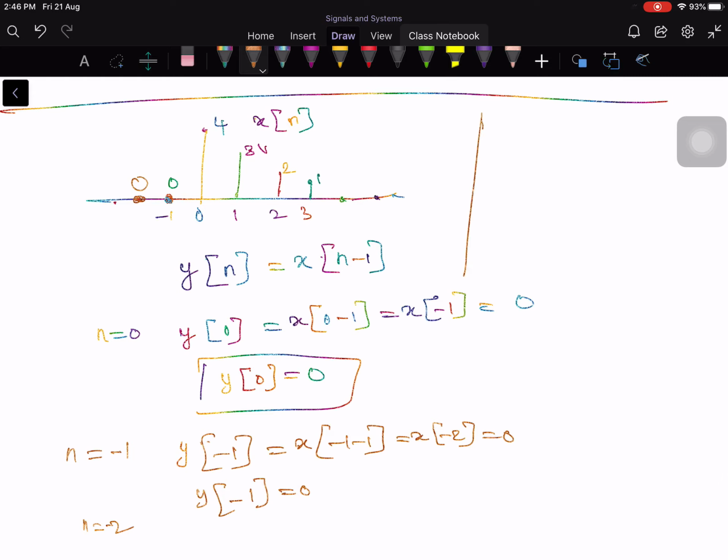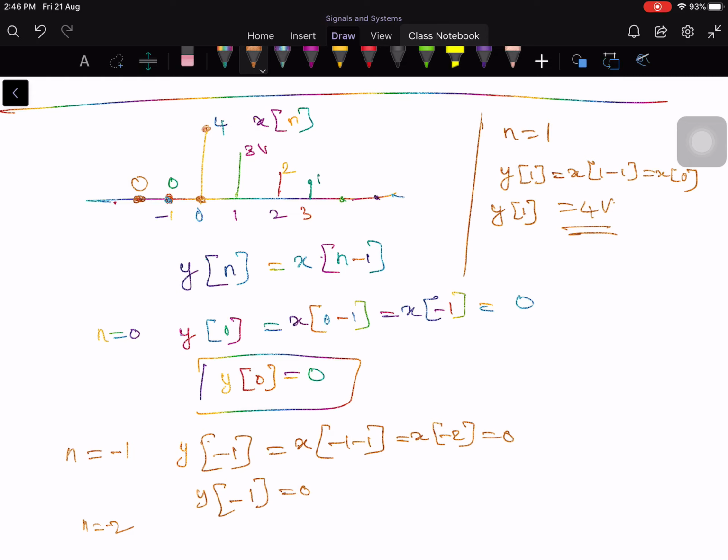Now substitute n equal to plus 1. Then what will happen? y of 1 is equal to x of 1 minus 1, which is x of 0. At 0, what is the strength? It is 4. So it is 4 volts. Therefore y of 1 is equal to 4 volts.